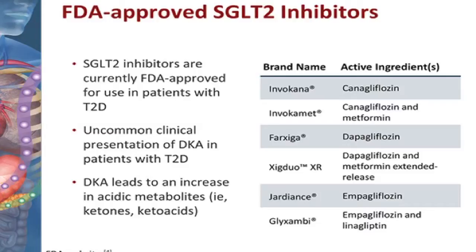So here is the list of the agents which have been approved by the FDA. Invokana was the first one to come out, so those of us in primary care obviously gravitated to that as an initial agent. But there's also dapagliflozin, there's Xigduo, which is DAPA and metformin combined. There's Jardiance, empagliflozin, and there's Glyxambi, which is a combination of EMPA and linagliptin. So in terms of combination treatment, these agents are also available to be used as such. And in terms of monotherapy, you also have these agents as well.